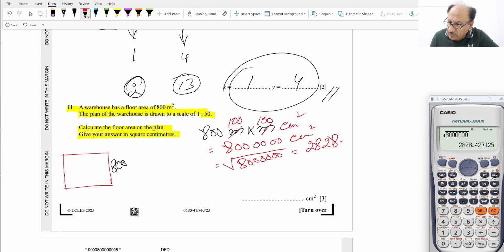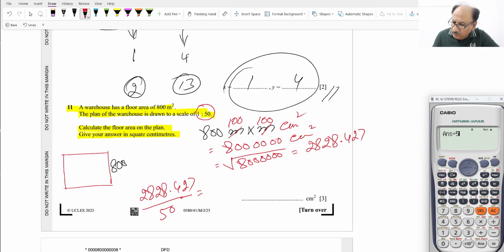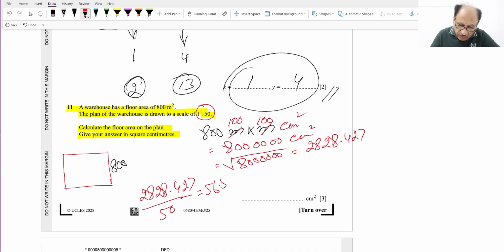Point 427, and we have to convert this into this ratio. So we will divide 2828.427 by 50. So this divided by 50, we will get 56.57. This will be one side, so we'll have to take the square of this side for area.